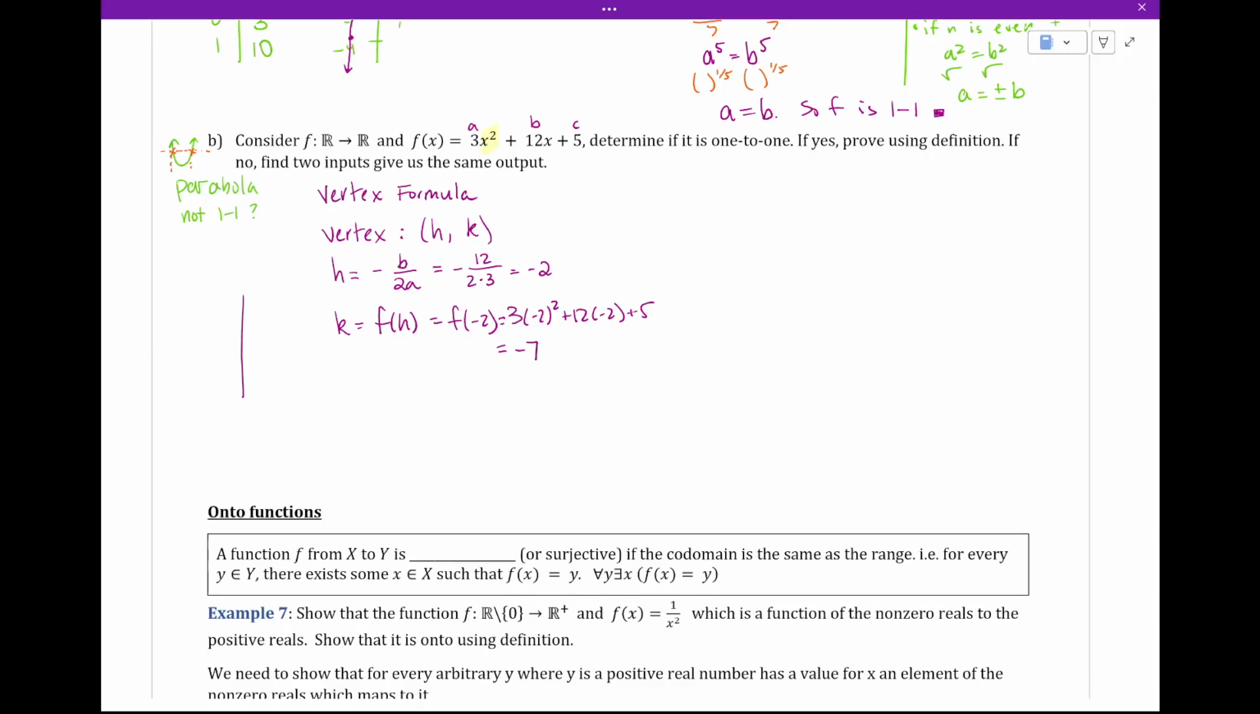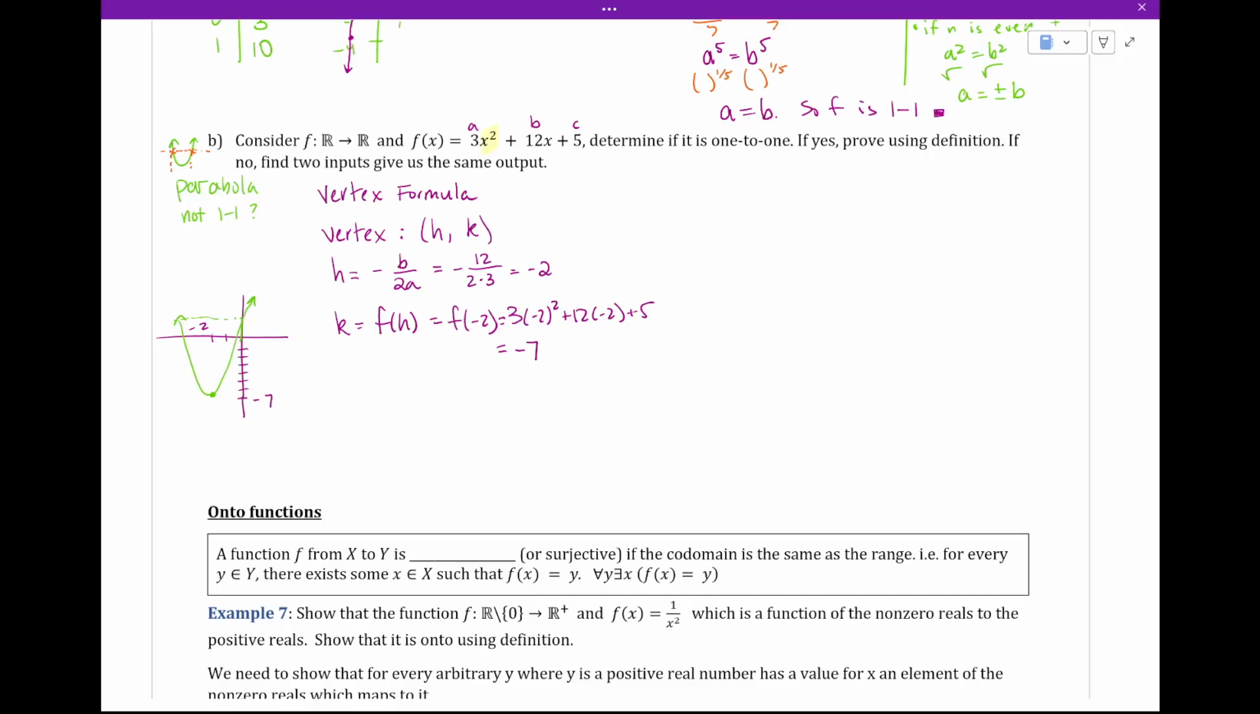Negative 2 and negative 7. So here's my negative 2. Here's my negative 7. So this is where my vertex is. This is way down here. So I am going to have two x-intercepts. So I could have used the quadratic formula and found that. But what I'm interested in now is maybe where does my graph hit the y-axis, what's the y-intercept? I might try to find those values.